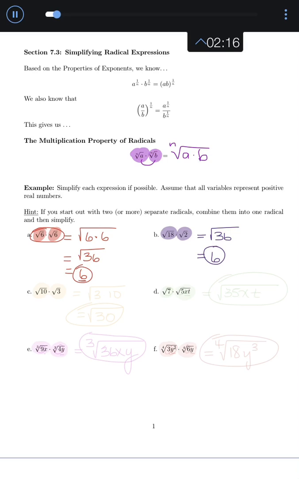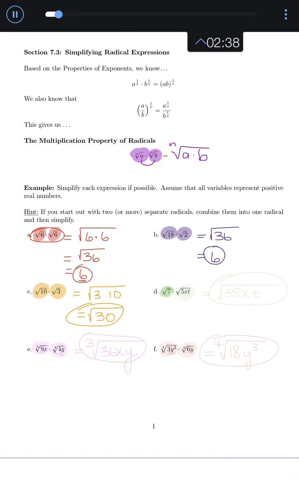Here's another one. Let's look at C. What about if we have the square root of 10 times the square root of 3? Well, I can bring them together as one big square root of 3 times 10, which is the square root of 30. Now I can't take the square root of 30, so I'm done. My final answer is the square root of 30.